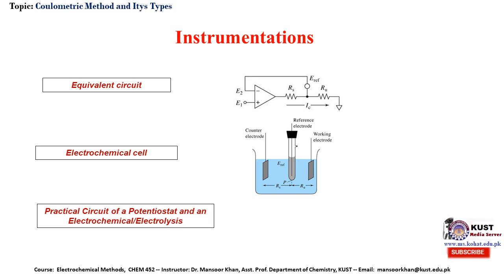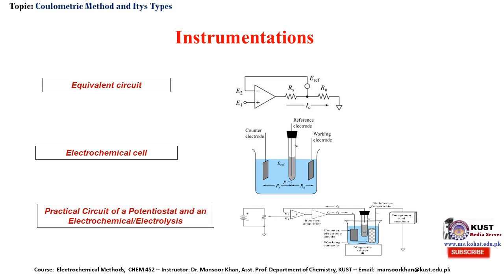Another diagram is shown in which we have shown the whole instrumentation of potentiometric coulometric methods, which is a practical circuit of a potentiostat and an electrochemical cell where electrolysis takes place. When you combine the equivalent circuit and the electrochemical cell, this is the whole instrumentation of the potentiostatic coulometric method of analysis.